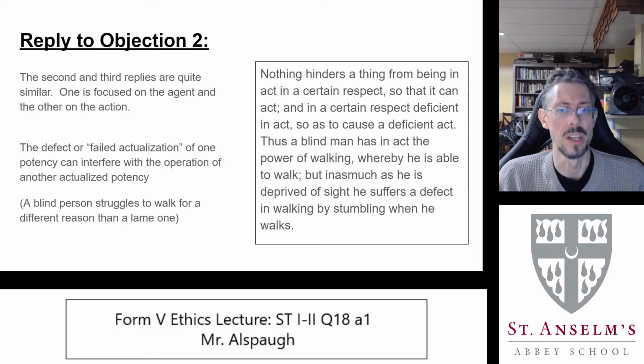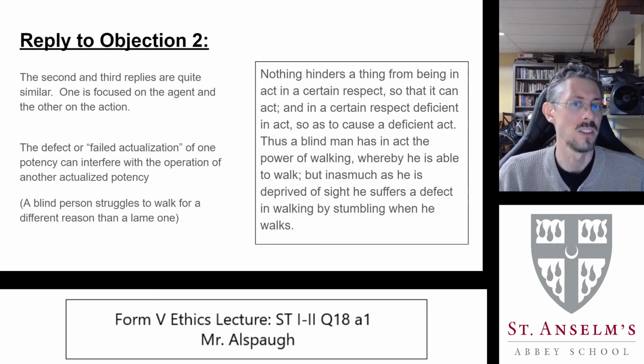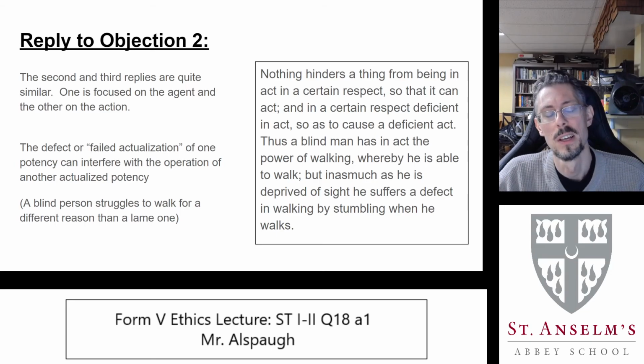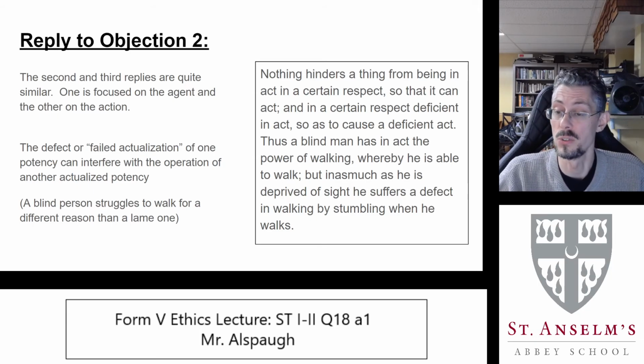The example is interesting. A blind man has the power of walking and actualizes it. You'll see blind people on the metro or out on the streets. But inasmuch as he is deprived of sight, he does suffer a defect in walking. Walking is harder. He can stumble and fall. This is why you should help them on the metro. This is why we have the warning messages, not the signs, obviously, but the speaker announcements: watch out for the gaps between the cars. Or helping steer them toward the door, or asking them if they need help.